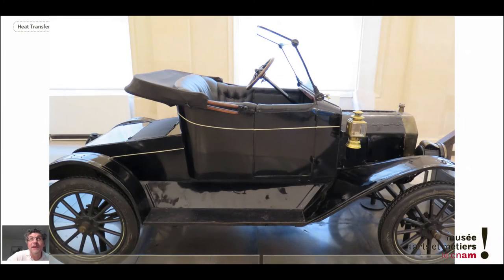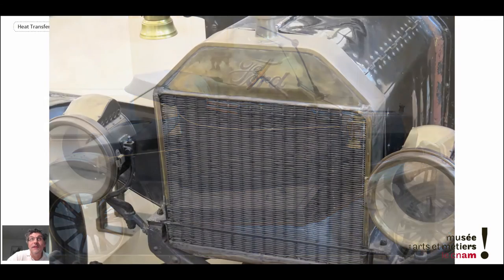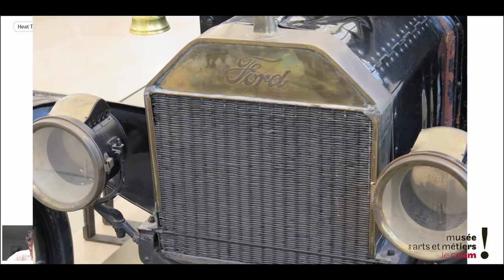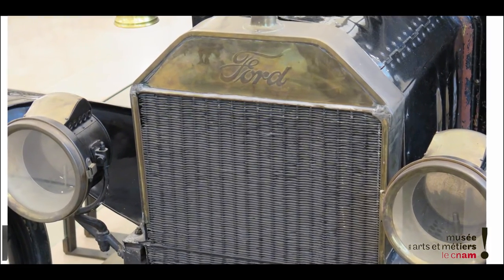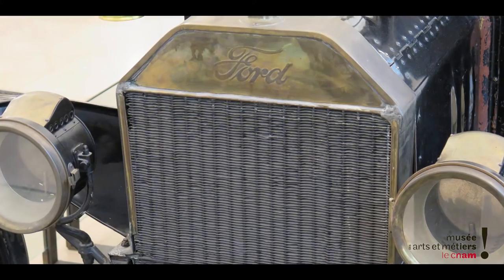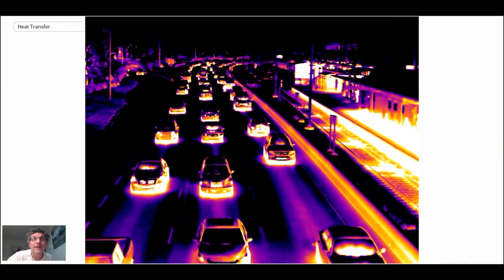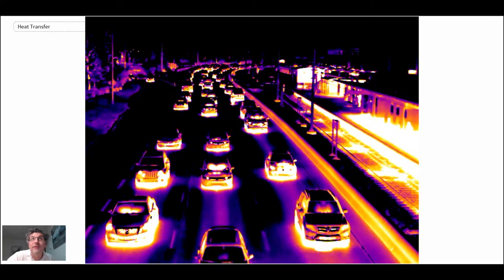And this speedy looking vehicle, this is a Ford Model T. And you can see the heat exchanger on the front. Ford, in a period of 20 years, starting in 1908, sold 15 million of these. And so automobiles were all over. And as you can see, today we do have automobiles everywhere.